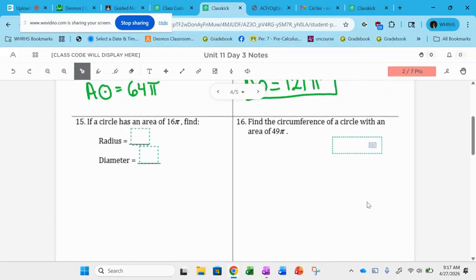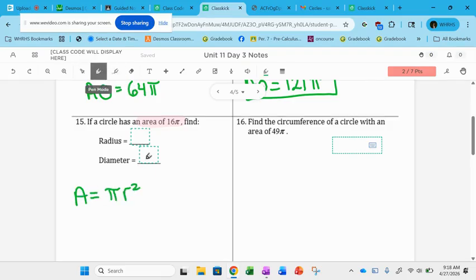Okay, so now I'm going to make things a little bit tricky. If a circle has an area of 16 pi, find the radius. So this one's a little bit tricky because now I'm telling you the area is 16 pi. So I'm going to write out the area formula. Area equals pi r squared. But because it says the area is 16 pi, I'm going to put 16 pi for A. And I need to solve for r.